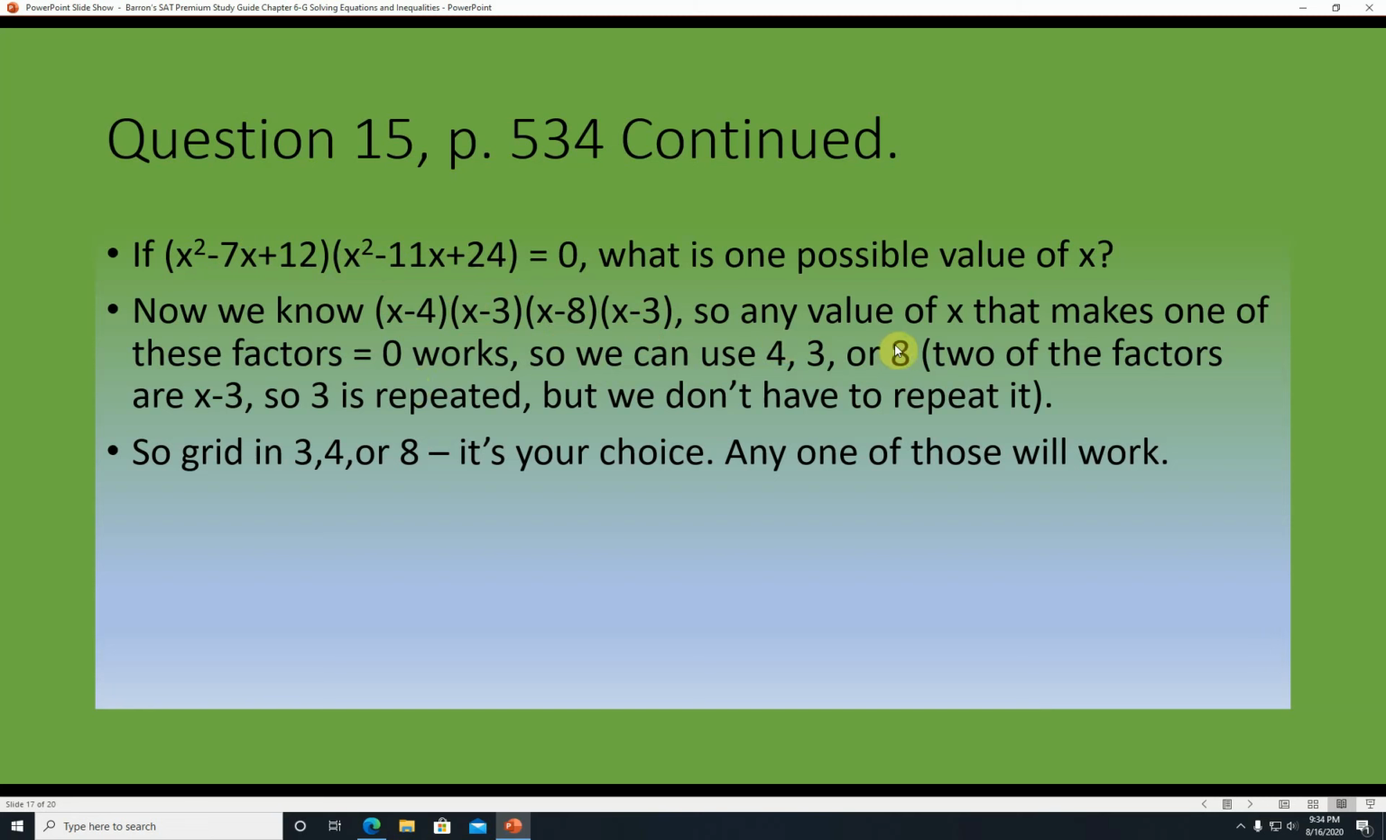So we can either use 4, 3, or 8. Since we have two x minus 3s, 3 is the answer to both of those. So we really only have 3 distinct answers. But that's okay. You only need to come up with one value. So you can grid in 3, you can grid in 4, you can grid in 8. It's your choice. Any one of those will work. And that takes us to the end.